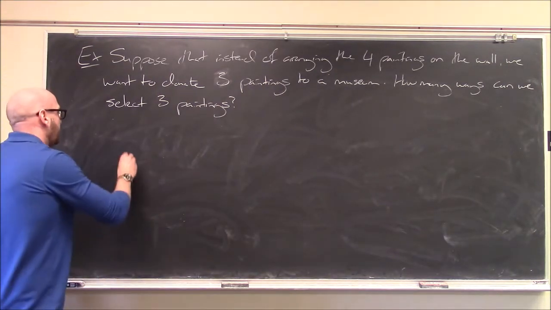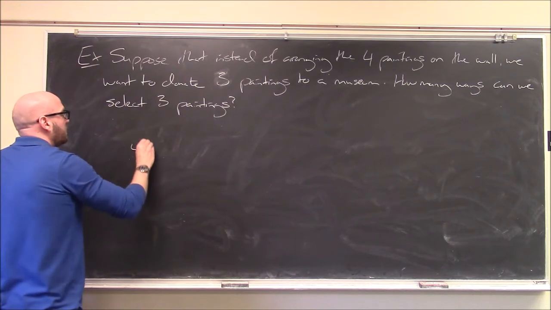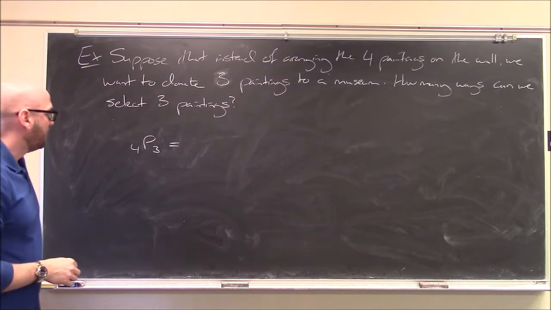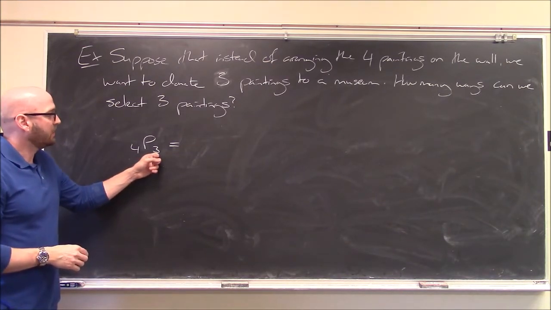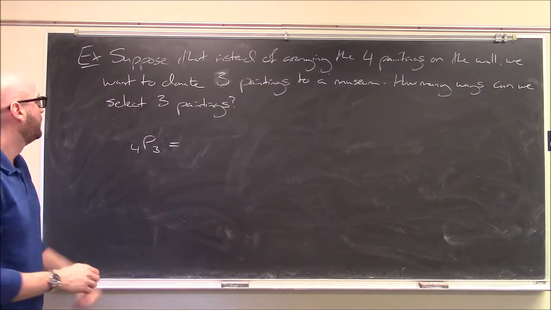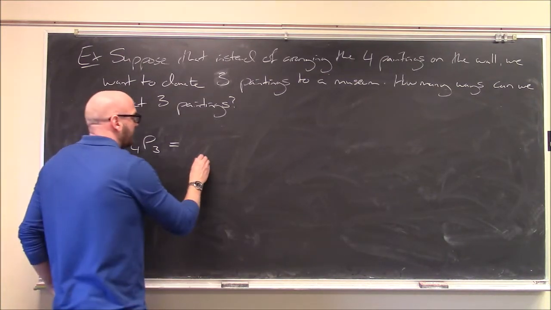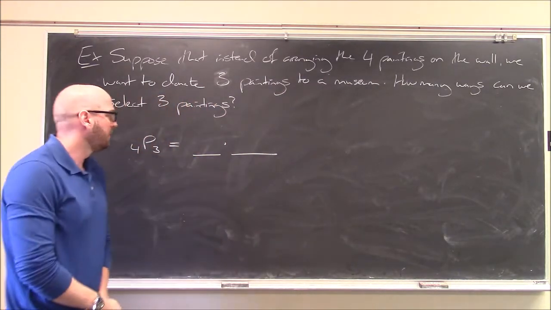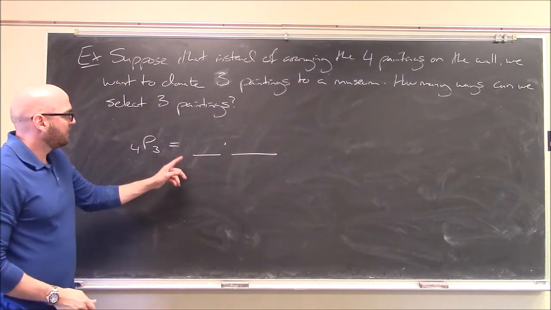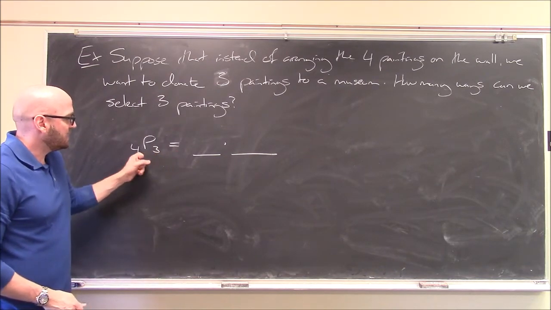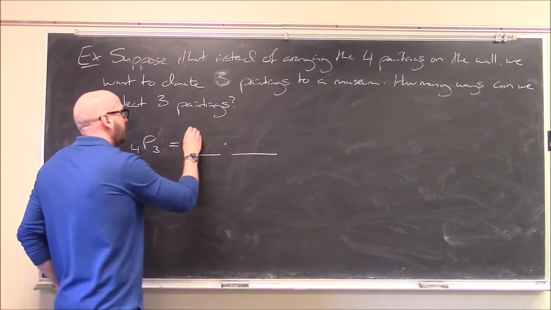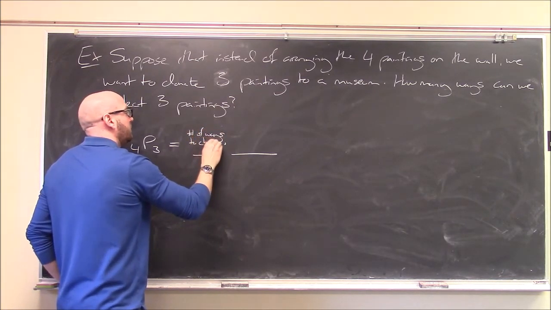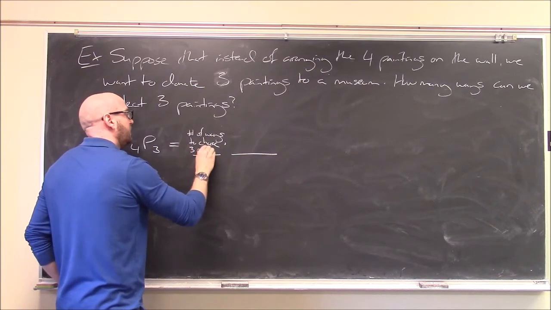So if I computed 4P3, this isn't what I'm looking for, right? This is giving me the total number of permutations of 3 paintings chosen from 4. But what I want to observe is that this is a product of 2 different events. The first event is the number of ways that I can choose 3 paintings from 4.